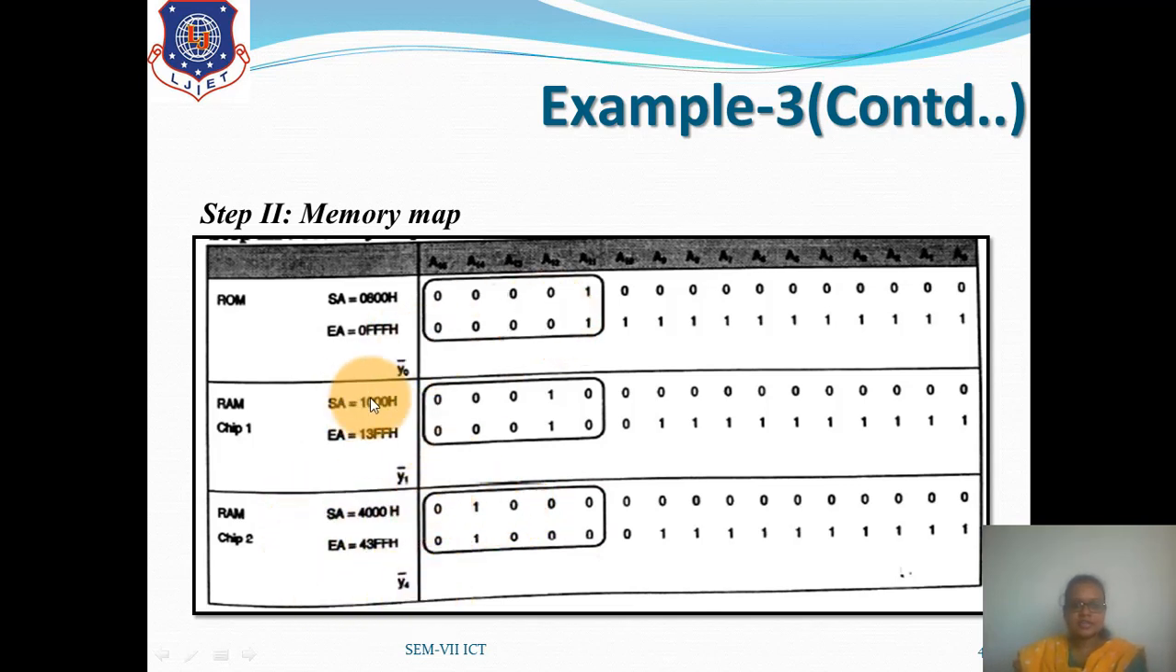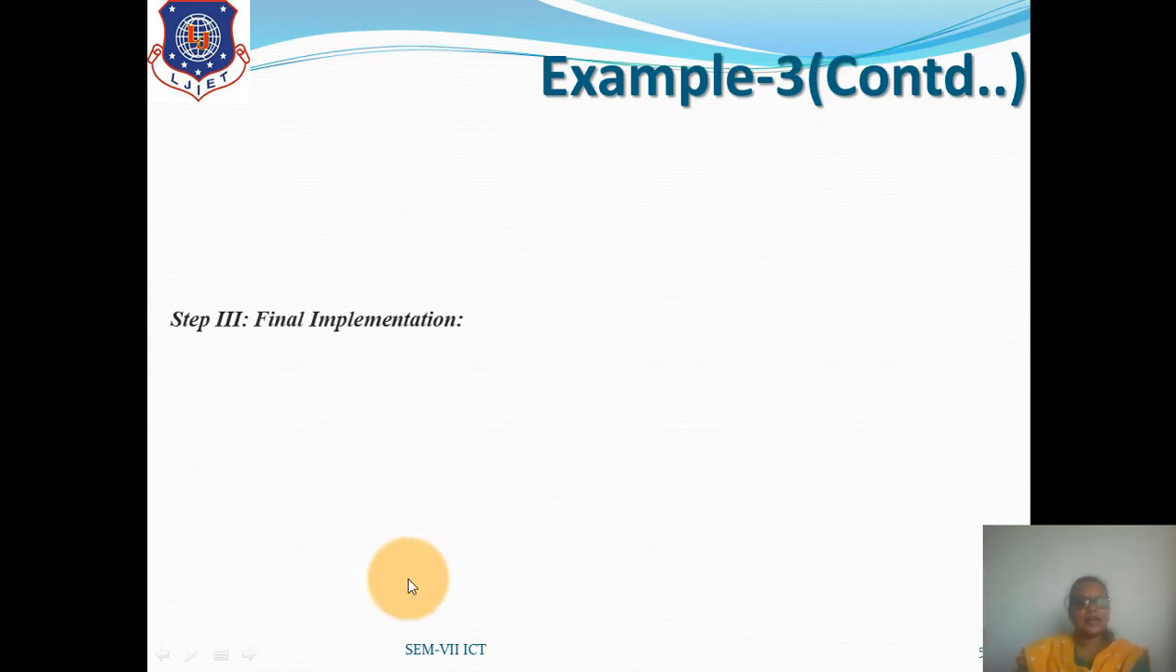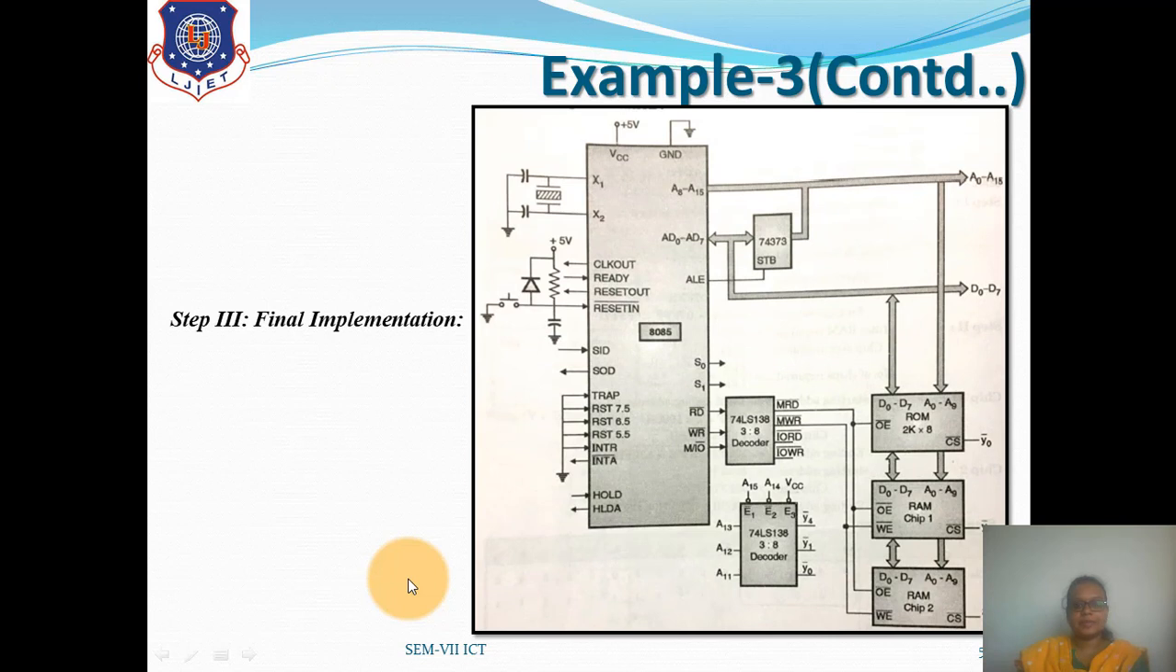So the ROM will be selected when the chip select is at Y0 bar. RAM chip 1 will be selected when it is connected with the Y1 bar, and RAM chip 2 will be selected when it is a Y4 bar, right. Now in the next slide we will see its final implementation.